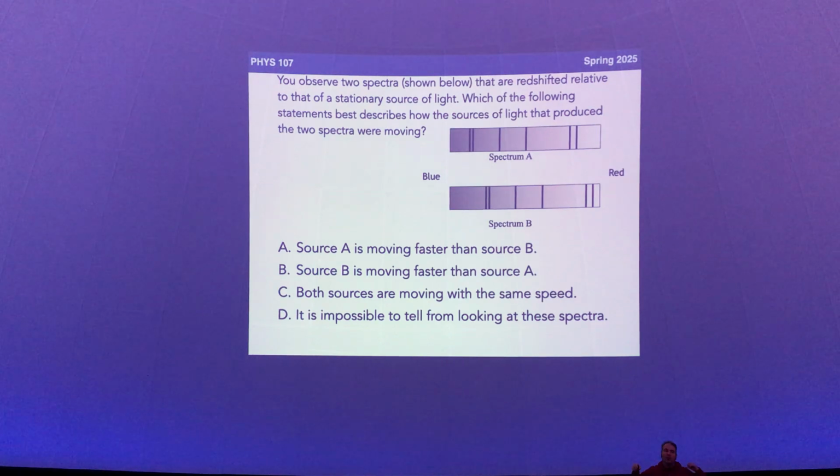So, what do we know? They're redshifted, and both are moving. Photon 1, photon 2, photon 3. Let's see them. I'm seeing majority B with lots of minority opinions, so I'm going to walk around. Turn to your neighbor, even if the two of you agree, and convince them why your answer is right. You've got about 90 seconds.